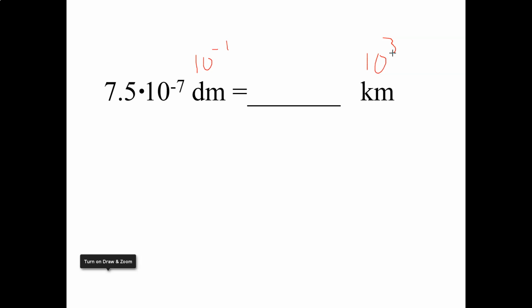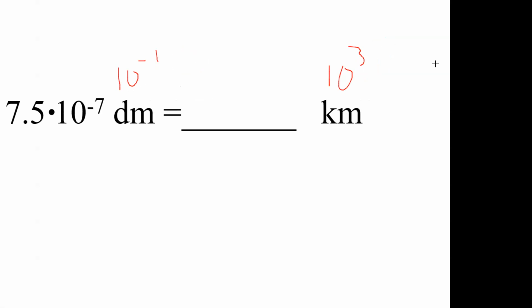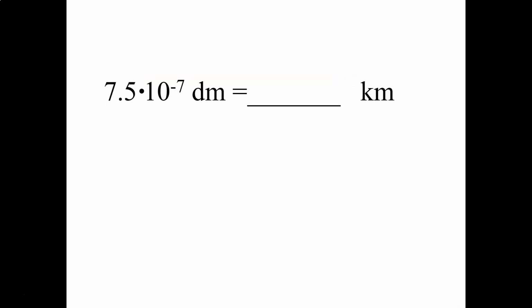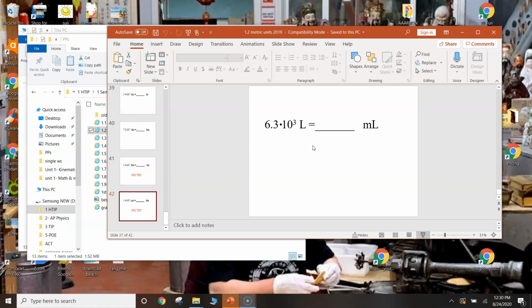So little dm, decimeter, is smaller than a kilometer, which means I need to change this number by 4 in order to make that number smaller. So my answer would be 7.5 times 10 to the minus 11th, which would go in here. And I think that's about it. Okay.